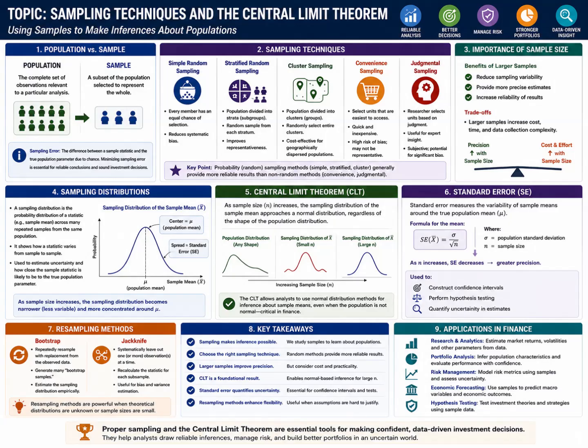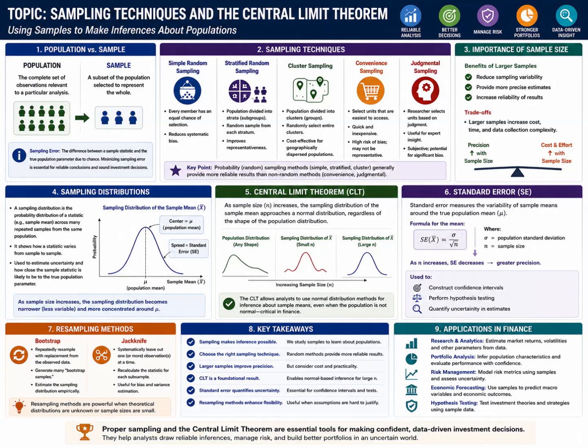Minimizing sampling error is critical because inaccurate or biased samples can lead to flawed conclusions and poor investment decisions. Proper sampling design therefore plays a crucial role in statistical reliability and financial research quality. Several sampling techniques are introduced in the topic, beginning with simple random sampling. In this method, every member of the population has an equal probability of selection, reducing the likelihood of systematic bias.